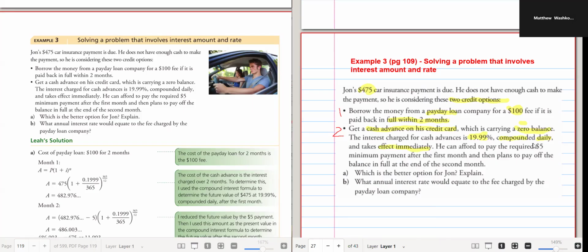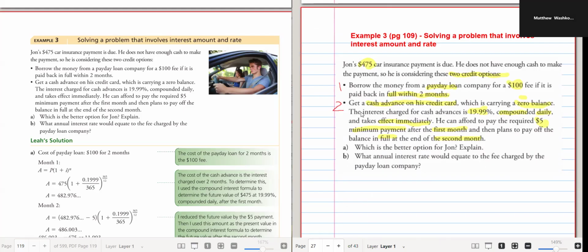He can afford to pay the required $5 minimum payment after the first month and then plans to pay off the balance in full at the end of the second month. So question A, which is a better option for John? And you have to explain why. And then question B is what annual interest rate would equate to the fee charged by the payday loan company? That's worded awkwardly, but we'll talk about that one in a second here.